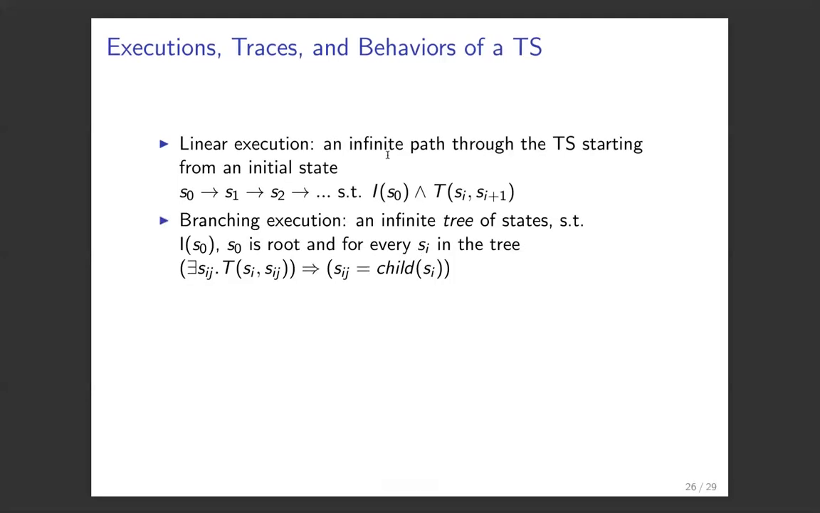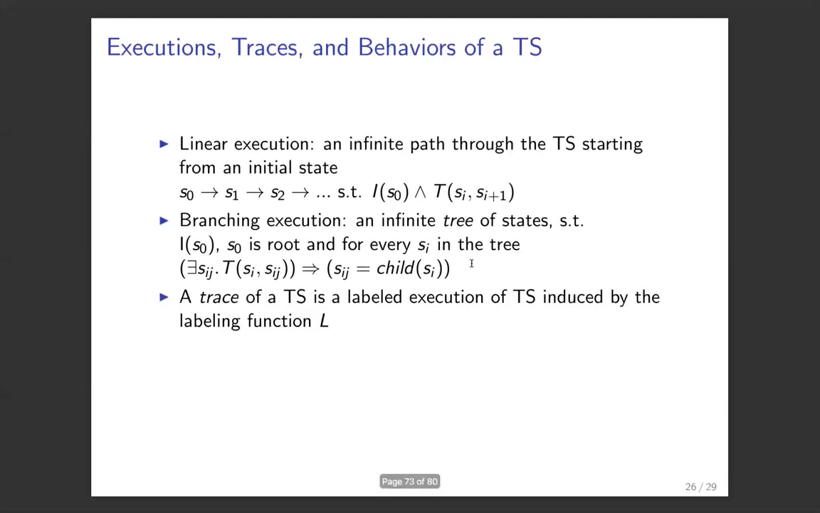So that's what's called a linear execution. And a branching execution is an infinite tree of states, such that the root satisfies S0, and every SI. So there are two ways of viewing evolution, is what I'm introducing. I'm defining. Okay. So now a trace. This is what is called execution. So when we talk about systems, we refer to linear executions or branching executions.